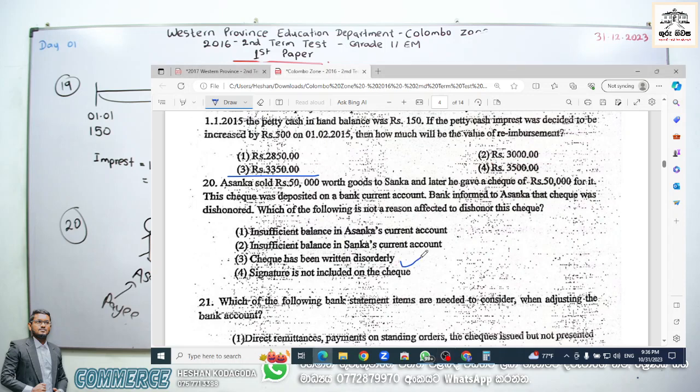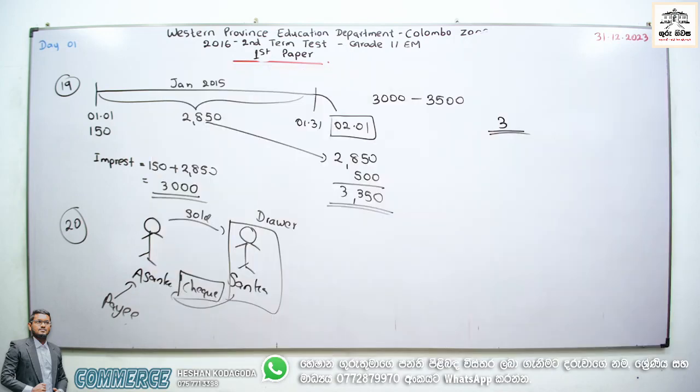Okay, this is a reason. Signature is not included on the check. This is a reason for the dishonoring. Insufficient balance in Asanka's account. Sanka is the one who writes the check, so if Sanka's balance is insufficient, the check will return. So insufficient balance in Asanka's current account is not the answer, because the check is given to Asanka and it is deposited to Asanka's account. So the answer is number 1.